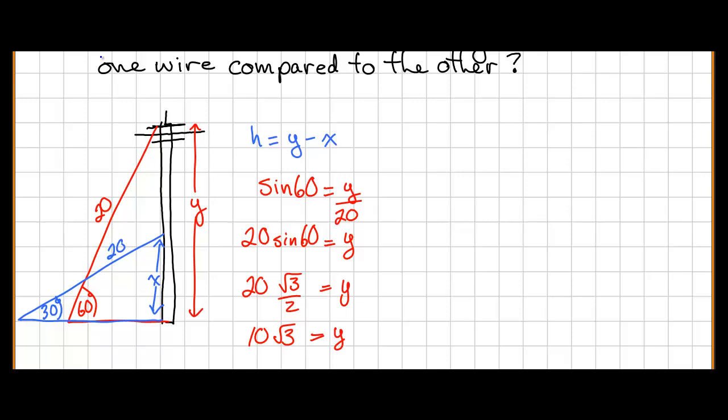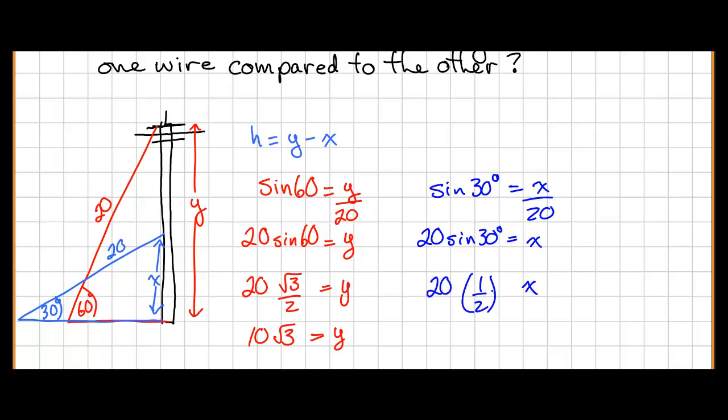We do a similar calculation for x over here, which is also the opposite of 30. So again, we're going to do the sine. So the sine of 30 degrees is equal to x over 20. That means that x is equal to 20 sine 30. Sine of 30 is equal to 1 over 2. So that's 20 times 1 over 2. And 20 times a half, or 20 divided by 2, is 10. So we know that x is equal to 10.